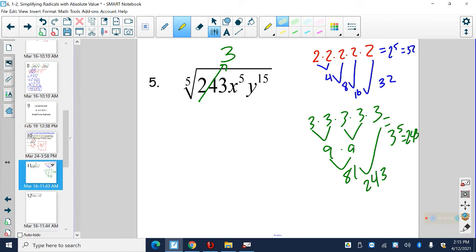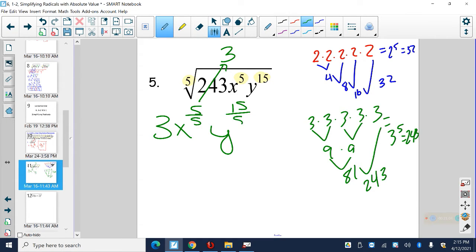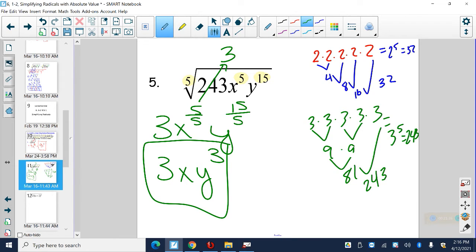Now I want you to look at your powers. Are your powers divisible by your index? Yes. So we're going to write that the way we like it. 3x to the 5 divided by 5, y to the 15 divided by 5. What is 5 divided by 5? 1. What is 15 divided by 5? 3. Do I need absolute value bars? No. Why do I not need absolute value bars? My index is 5, which is odd, so therefore I don't require absolute value bars, and that is done. Make sense? Okay, I'm still going. You ready?